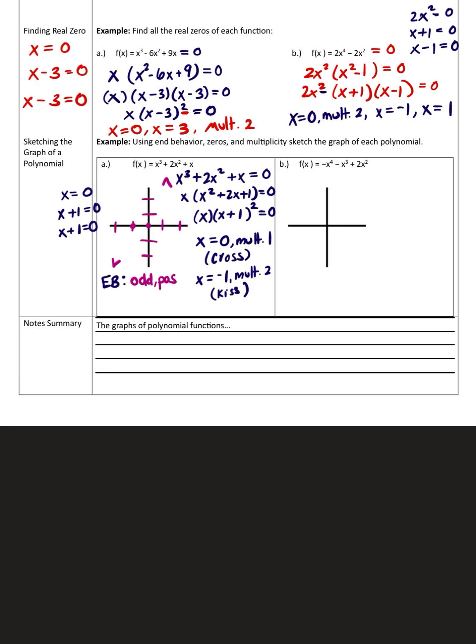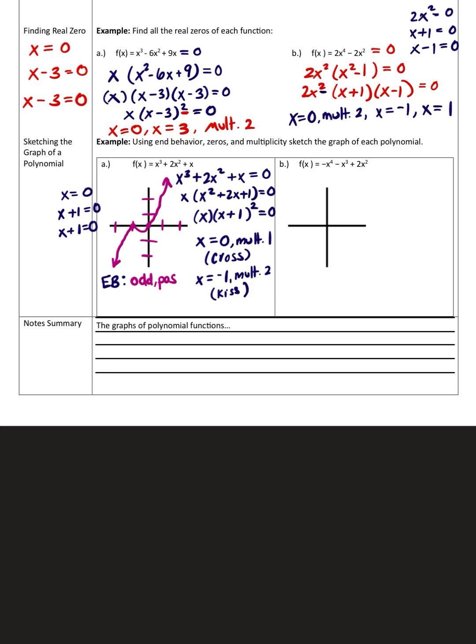And according to my multiplicity for each, it crosses at 0, but it kisses at -1. So that means I'm going to go up here to -1. I'm going to kiss the graph at the x-axis, but not cross it. I'm going to bounce off, and then I'm going to move up here, okay? Now, how low that bounce goes, you can maybe plug in some values to see. But as long as the end behavior is correct and the behavior at the x-axis is correct, then usually we're happy with that.